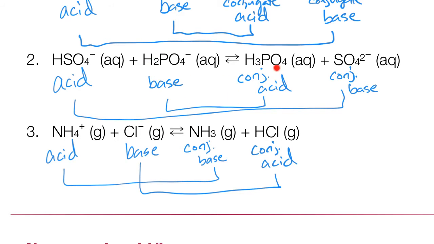And then I can see with this middle pair, to go from the H2 to the H3, it has to add a hydrogen, or gain a hydrogen. So we label the H2PO4 as a base because it's about to gain a hydrogen. We label the HSO4 as an acid because it's about to lose its hydrogen or donate a proton. That makes it an acid, becoming a conjugate base.